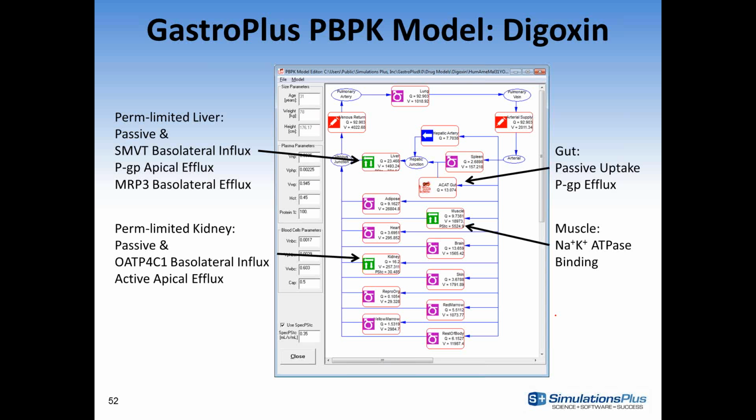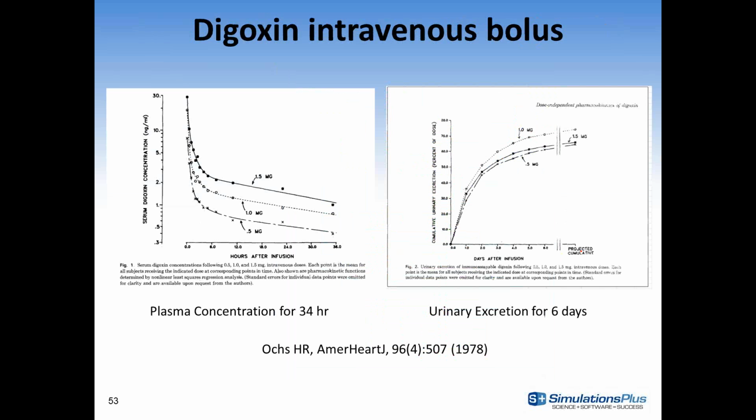Okay, so the overall GastroPlus PBPK digoxin model we're going to talk about is going to have a permeability limited liver, permeability limited kidney, and a permeability limited muscle, so that we can account for the sodium potassium ATPase binding. These are the intravenous data and also the urinary excretion data, and so those are two hard observed clinical pieces that we have to keep in consideration when you try to fit.